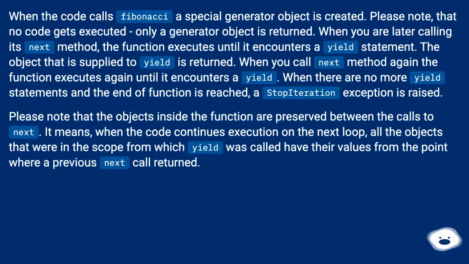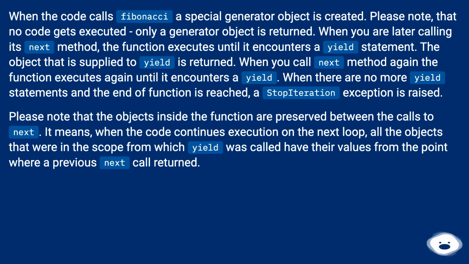When the code calls Fibonacci, a special generator object is created. Please note that no code gets executed, only a generator object is returned. When you are later calling its next method, the function executes until it encounters a yield statement. The object that is supplied to yield is returned. When you call the next method again, the function executes again until it encounters a yield. When there are no more yield statements and the end of the function is reached, the StopIteration exception is raised.